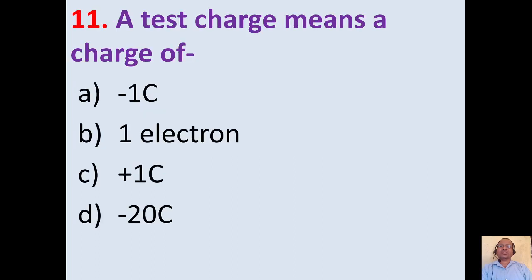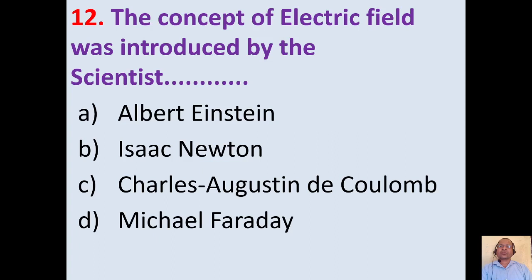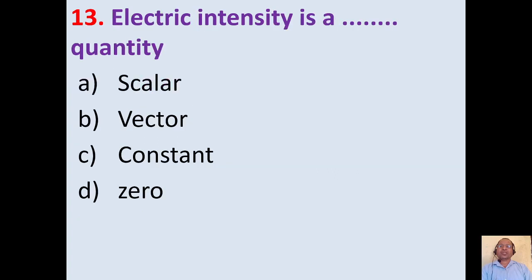A test charge means a charge of dash. So a test charge is a charge of +1 Coulomb. The concept of electric field was introduced by a scientist. So scientist Michael Faraday introduced the concept of electric field. Electric intensity is a dash quantity. We know that electric intensity is a vector quantity. It has both magnitude as well as direction. So it is a vector quantity.